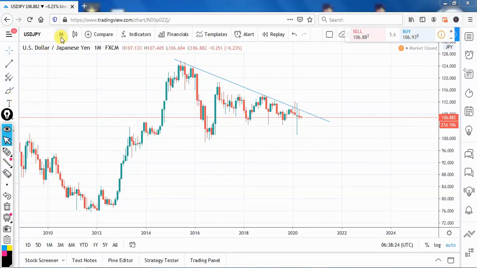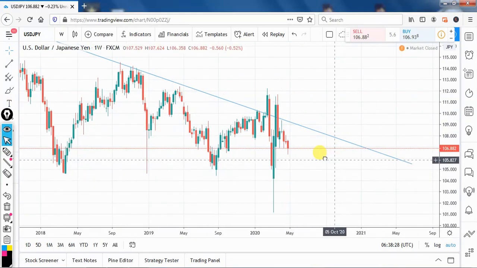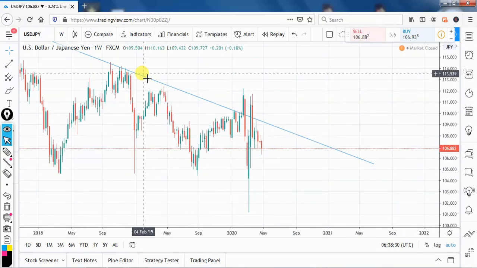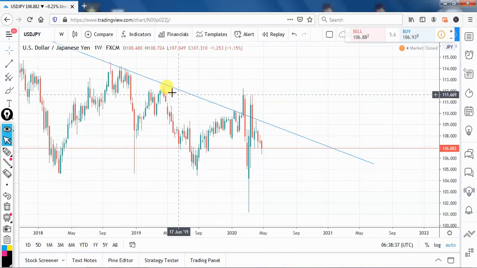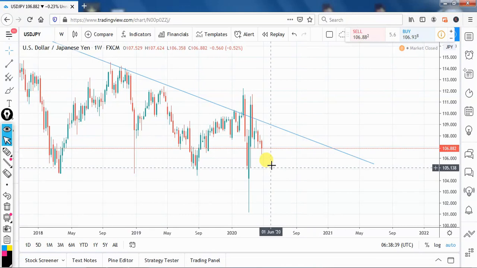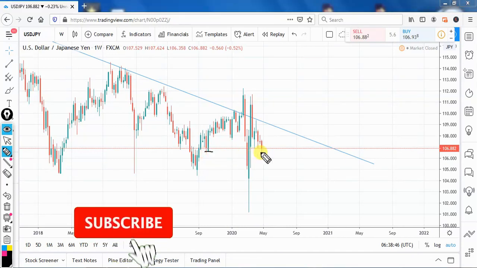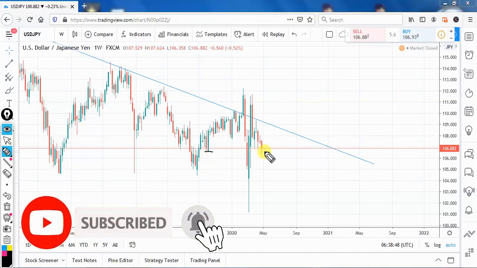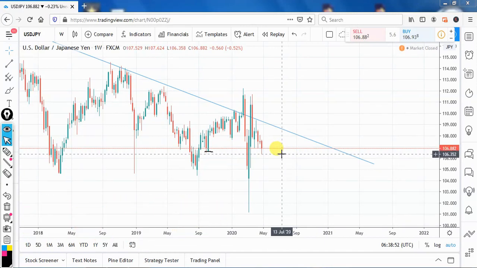So let's drill down to the shorter time frame and see what we have on the weekly time frame. So this is on a monthly time frame. It looks like the price has broken this trend line, but when it comes to the monthly time frame, it has not broken the trend line. So in here, the price came down and took out this low, but it did not really have much of a big reaction.